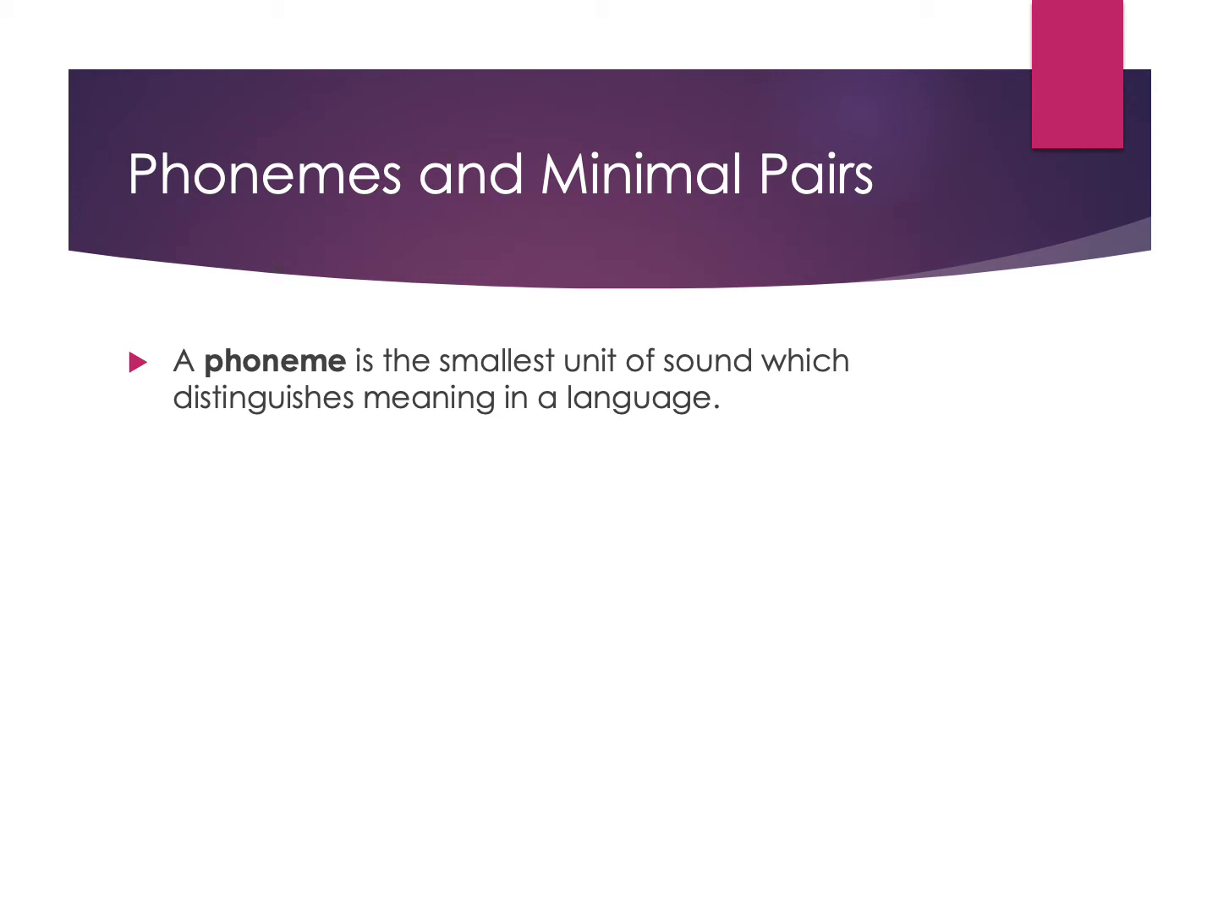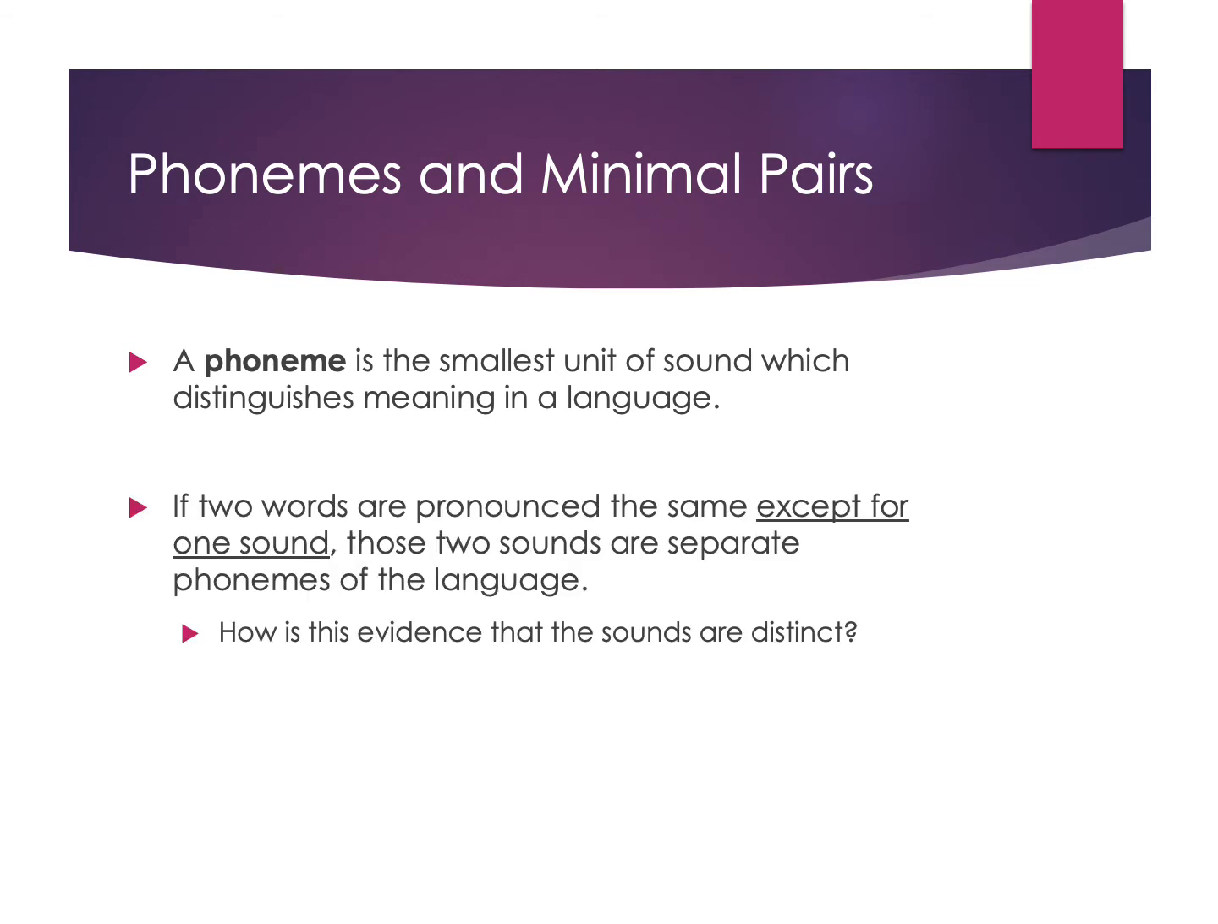And one of the easiest ways that we can determine if something is a phoneme or not is to look for words that are pronounced almost the same. So if two words are pronounced the same except for one sound, those two sounds would be separate phonemes of the language. So if you think about how this is evidence that the sounds are distinct, it's the only sound that's changing, and yet the meaning, the interpretation of that word is changing as well. So that sound is contributing to the meaning.